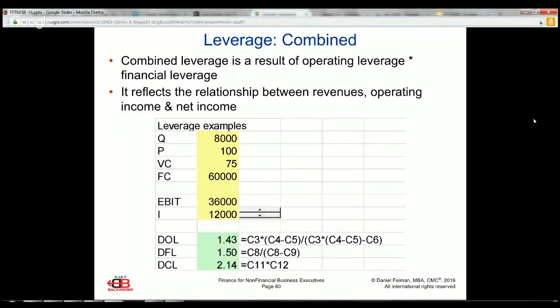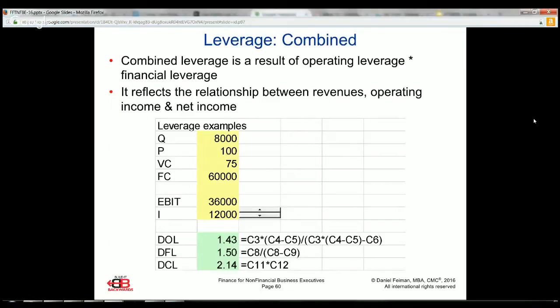Well, with this information in the spreadsheet we'll provide you, you'll be able to calculate your degree of operating leverage. And with these inputs we have in yellow, your degree of operating leverage is 1.43. What does that tell us? Remember, operating leverage measures the relative change in EBIT for every percentage change, increase or decrease, in revenue.